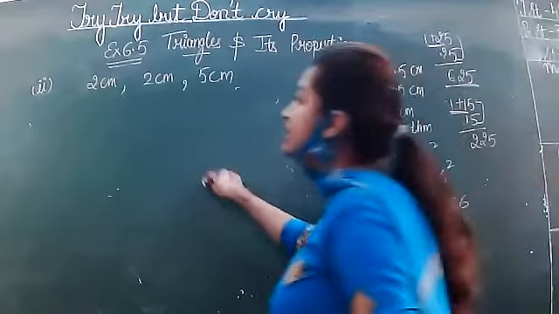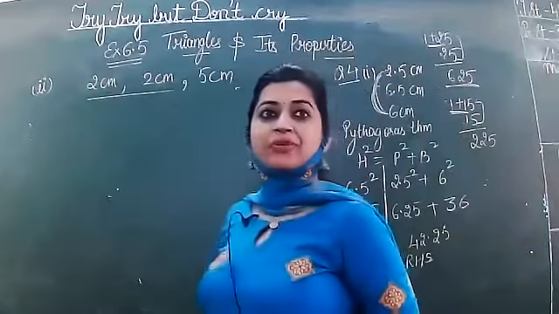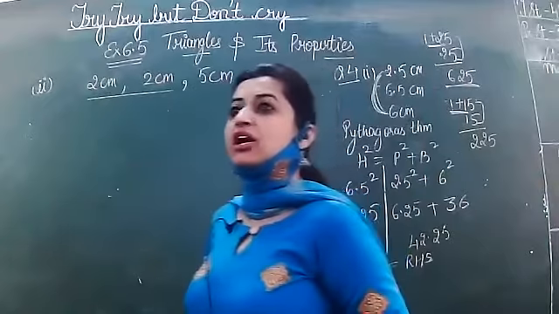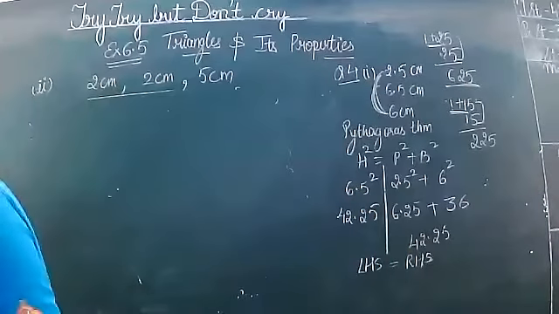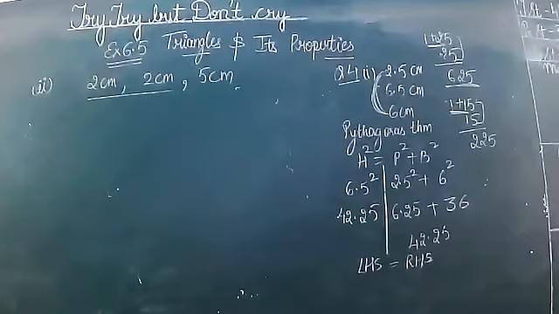But here in this case, 2 plus 2 is less than the third side. Even a simple triangle is not possible. Then how can we talk about a right angle triangle? Got it? So you can show it by this method also, but here you can utilize this result.